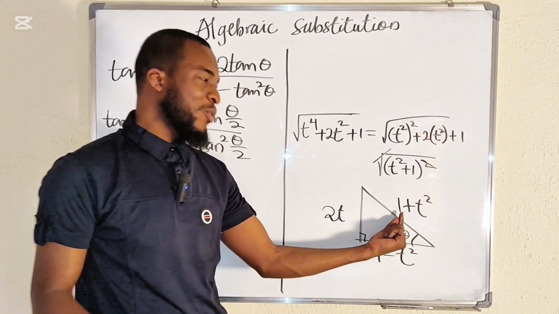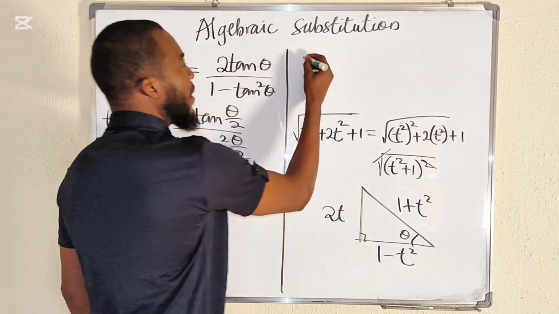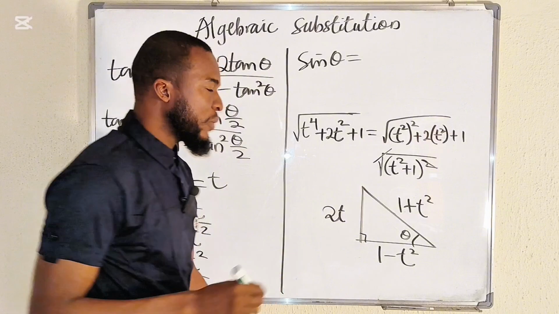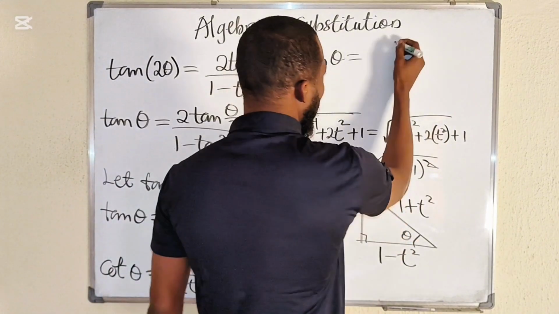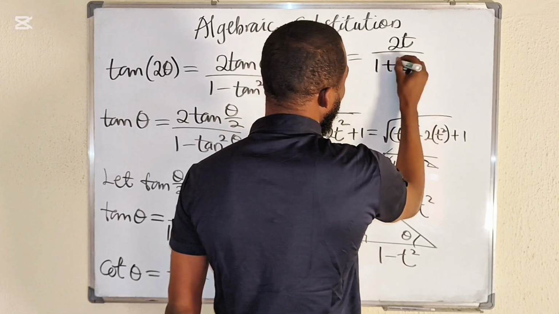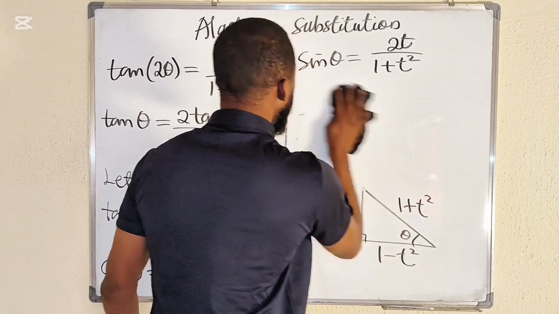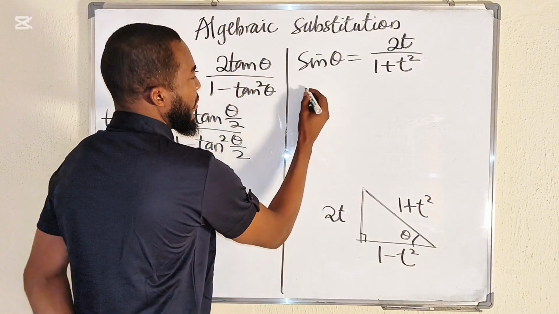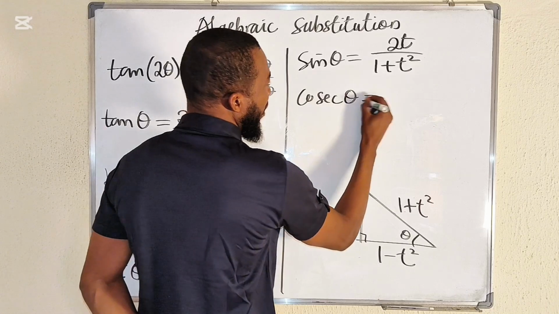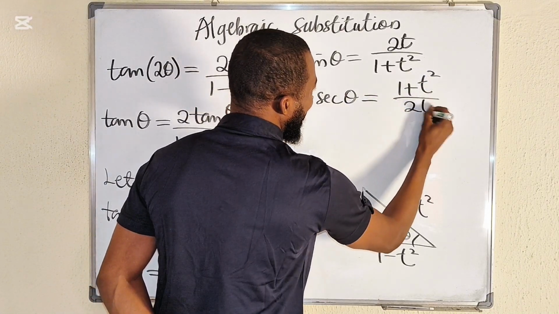The reason why I start writing 1 is because we have 1 before t squared. So let's continue. What will be sine of theta? Opposite divided by hypotenuse. 2t divided by 1 plus t squared. Then what about its reciprocal, cosecant theta? It will be 1 plus t squared divided by 2t.